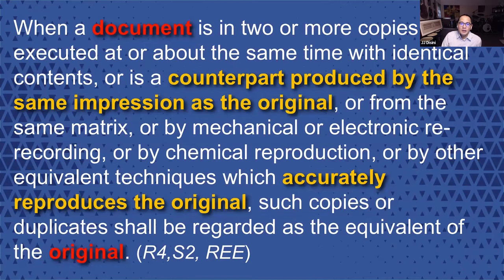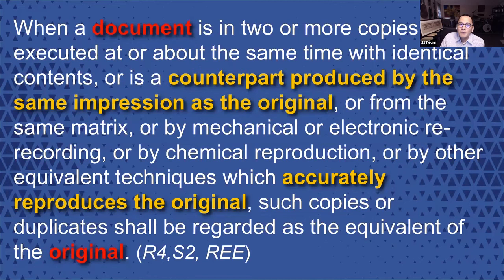This is in the duplicate originals rule, in the rules on electronic evidence. So we said, and I highlight the word document, okay? When a document is one or two more copies. So you will notice, if you read the rules of electronic evidence very closely, we always refer to electronic document. But in this rule, we drop the word electronic.